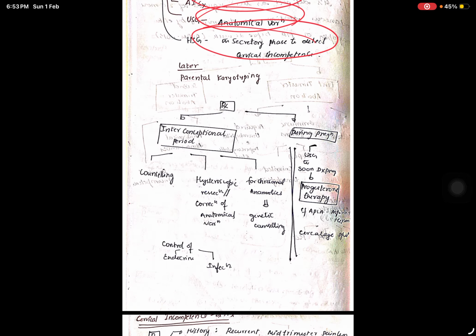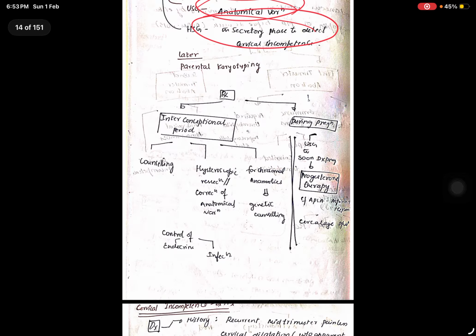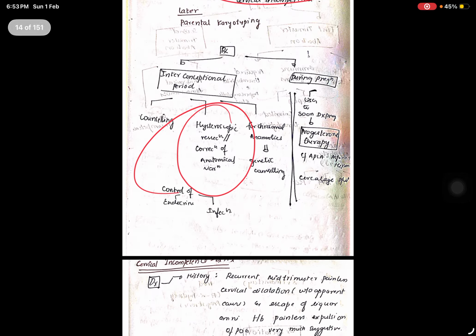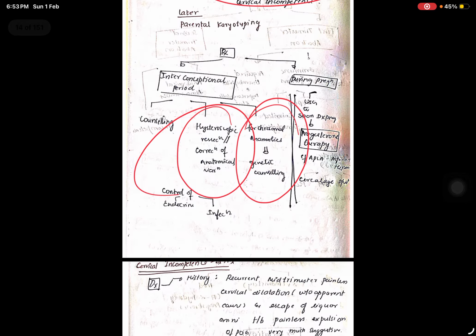If it's a cervical incompetence, we will be discussing further. If it's an anatomical problem, then you need to go with anatomical correction. If it's a chromosomal anomaly, obviously you need to do genetic counseling. And also during preparation, you can give progesterone therapy to stabilize the uterus. Then what about cervical incompetency?